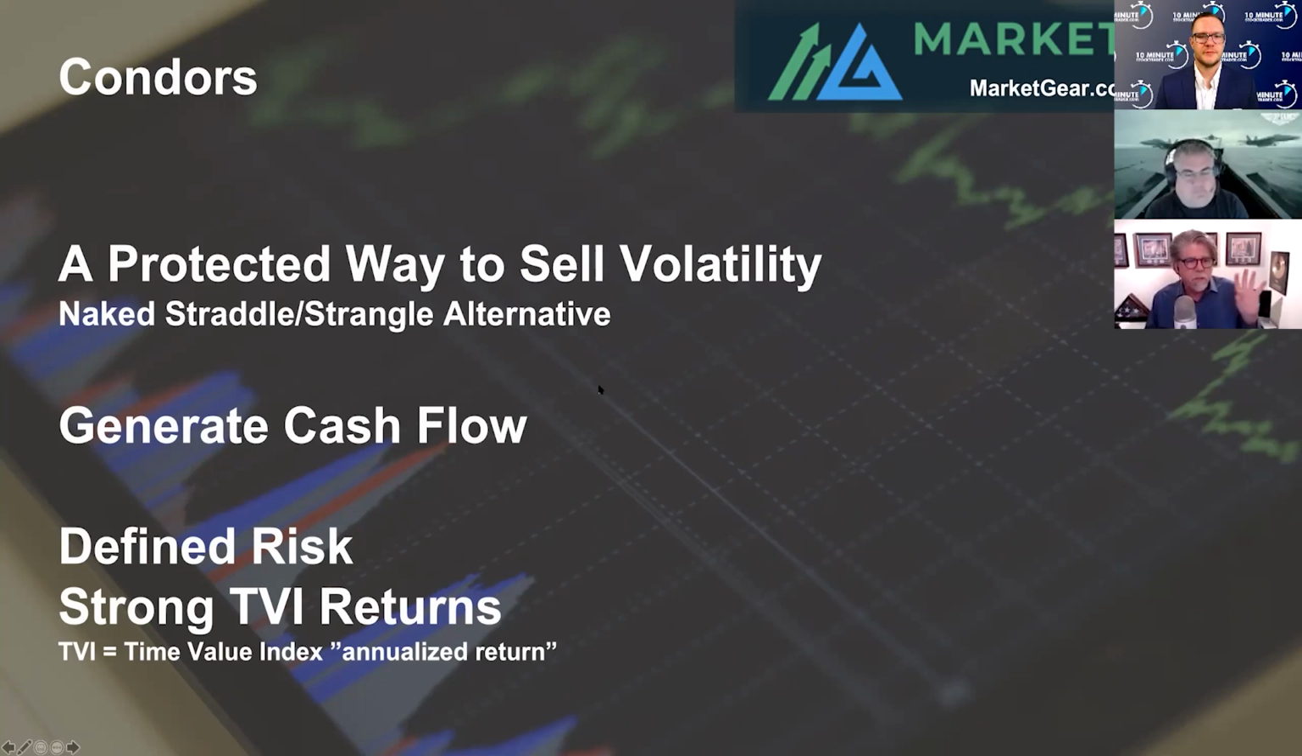Now, a couple things about this: it is a great way to generate cash flow, and it defines your risk in the trade. And you have to manage that, make sure that you're comfortable with that, and work that appropriately.